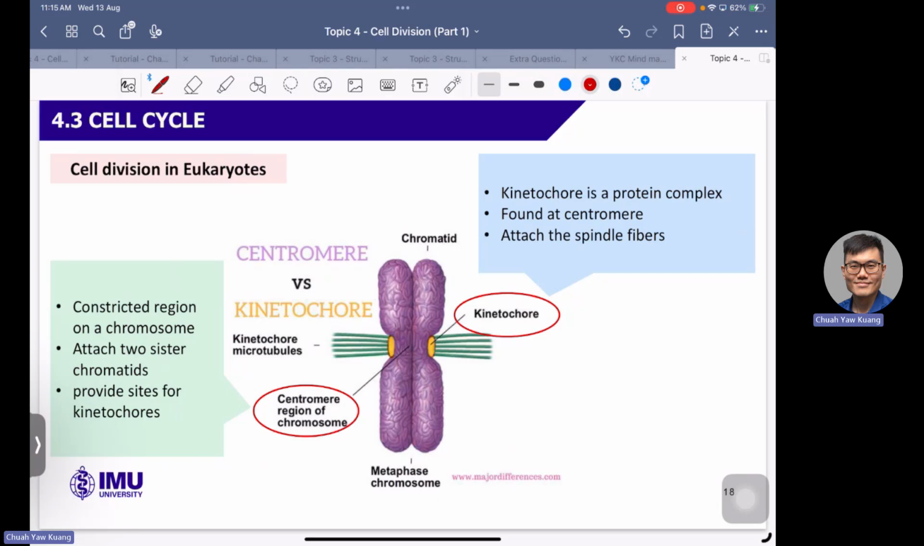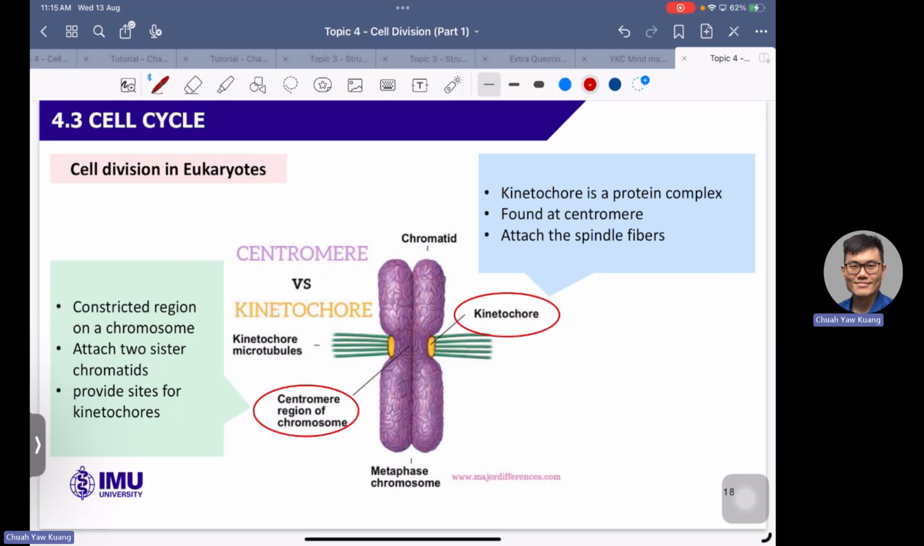Okay, then next we'll move on to the cell cycle. That is for eukaryotic cell. Because of the presence of the nucleus, the presence of the membrane-bound organelle, and also the presence of multiple chromosomes, the eukaryotic cell needs to undergo a more complex process in order to divide the cell. This is mitosis or meiosis.